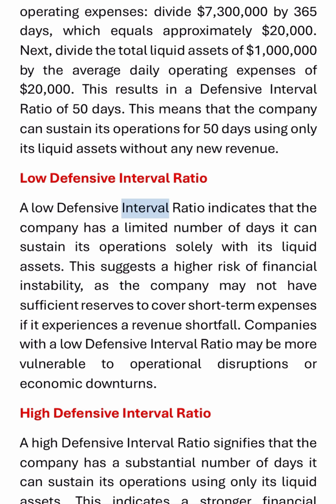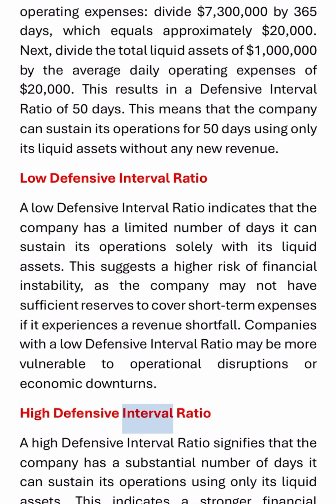Low defensive interval ratio. A low defensive interval ratio indicates that the company has a limited number of days it can sustain its operations solely with its liquid assets. This suggests a higher risk of financial instability, as the company may not have sufficient reserves to cover short-term expenses if it experiences a revenue shortfall. Companies with a low defensive interval ratio may be more vulnerable to operational disruptions or economic downturns.